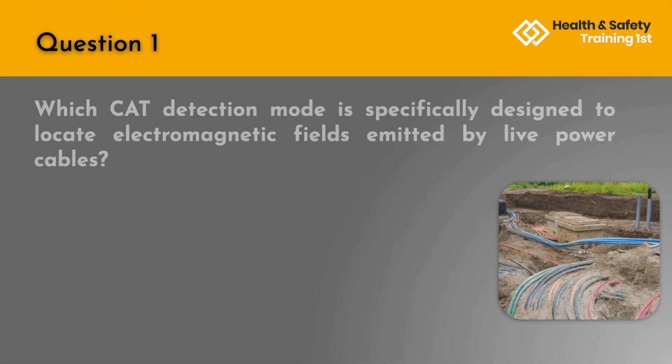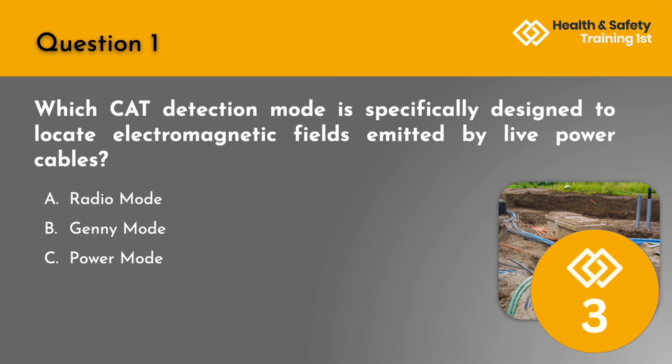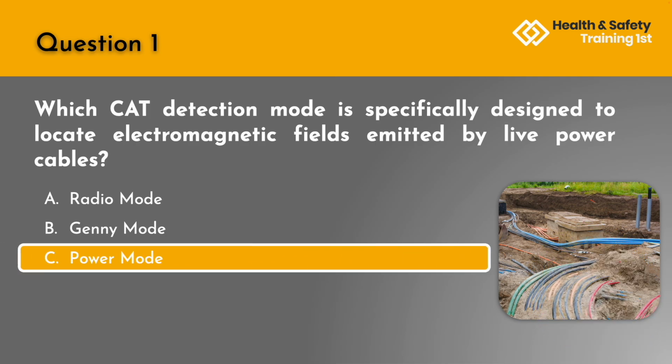Question 1. Which Cat detection mode is specifically designed to locate electromagnetic fields emitted by live power cables? A. Radio mode, B. Genny mode, or C. Power mode? The correct answer is C. Power mode.